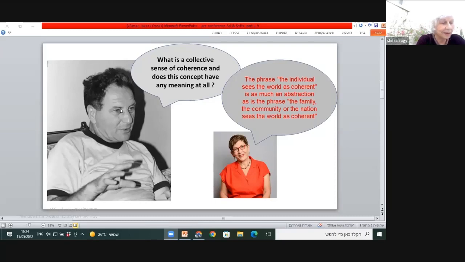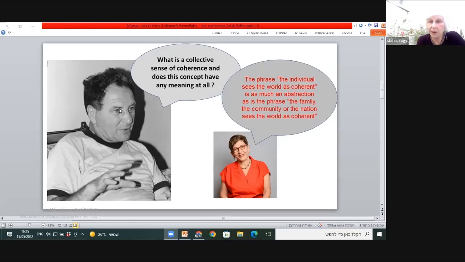My main theoretical question was, is there any meaning to the collective sense of coherence? And if there is, where is it located, where do you put it? I will not go into detail, we have very few minutes. So my main theoretical contention, as you can see in the slide, was that the individual seeing the world as coherent is as much an abstraction from whatever objective reality may be, as is the family, the community, or the nation seeing the world as coherent.